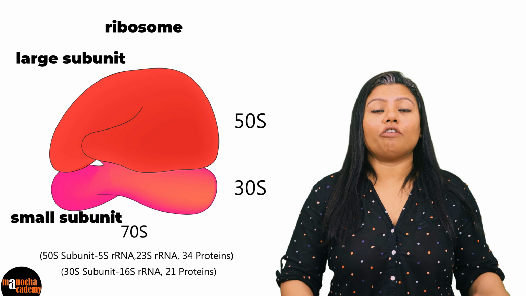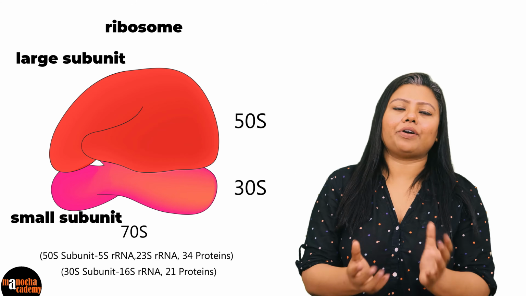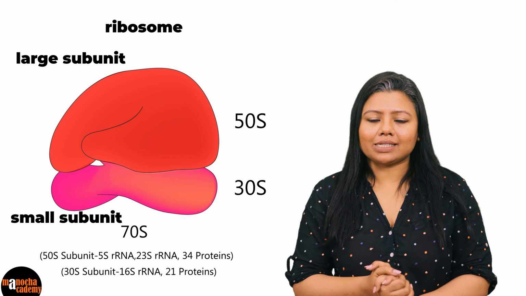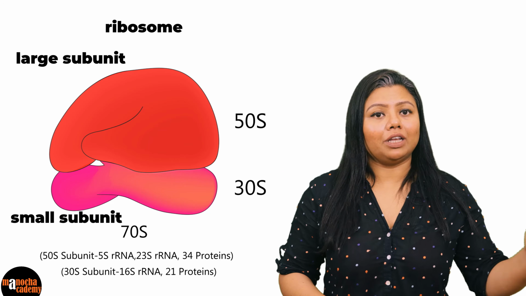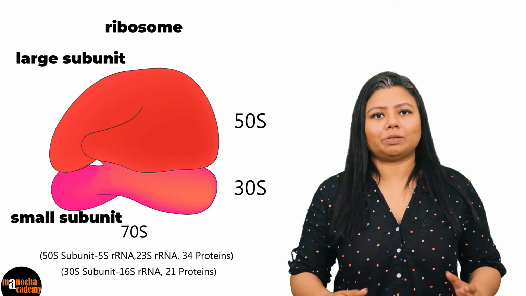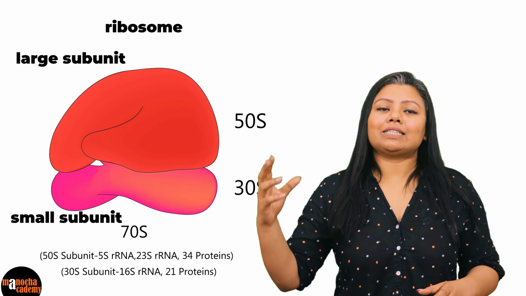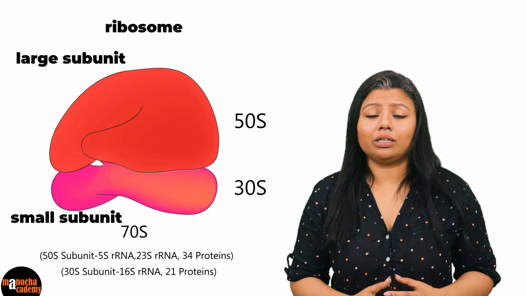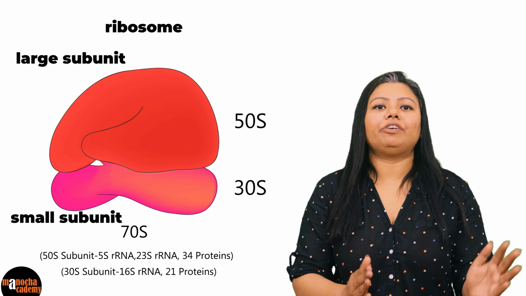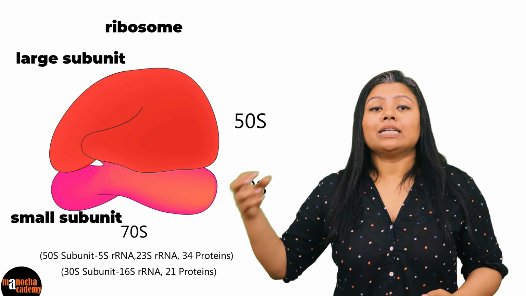So in case of prokaryotes, the sedimentation coefficient of the entire ribosome is 70S, whereas its individual units are 50S and 30S for the larger and the smaller subunit respectively. Please do not get confused here. The 70S value of the entire ribosomal structure is not coming by adding up 50S and 30S. Then it should have been 80S.